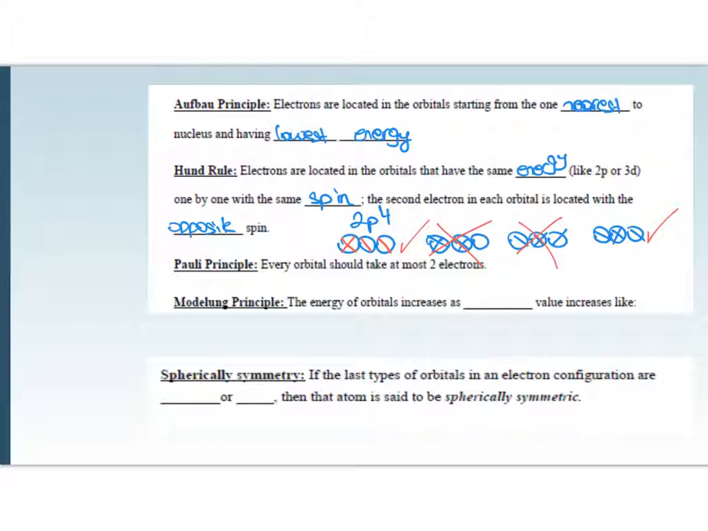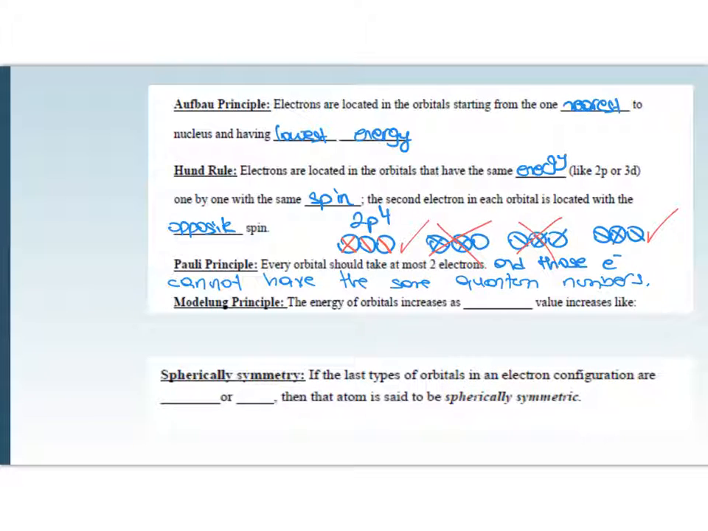The third one is the Pauli principle. Every orbital should take at most 2 electrons. Now, this is not the only principle. In fact, there is more than that. Those electrons cannot have the same quantum numbers. So this is really important.